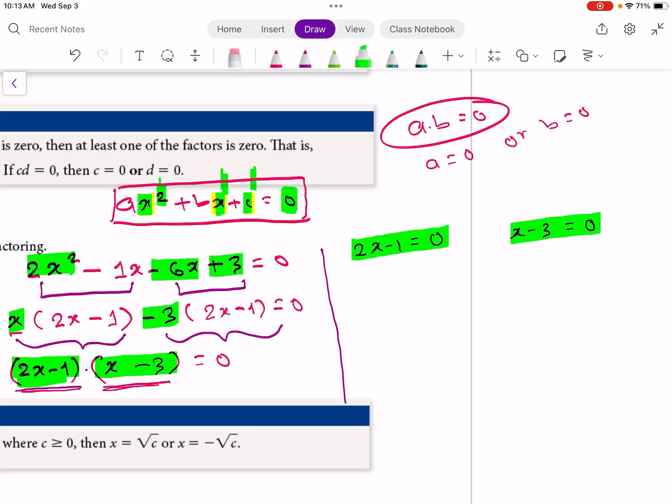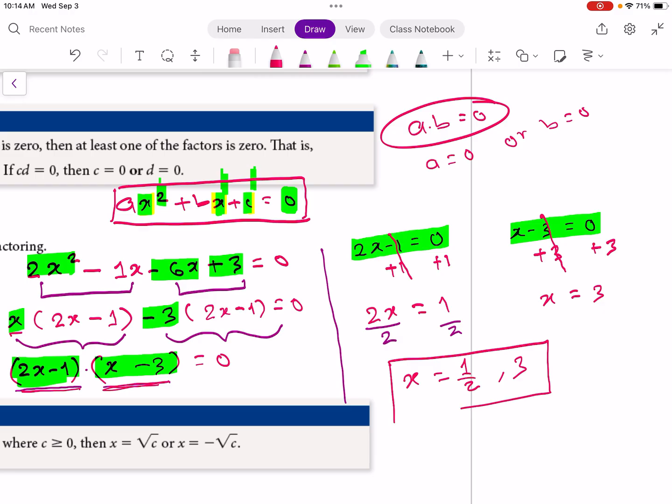And we know how to solve a linear equation. So you add 1 on both sides, and you add 3 in the other equation. You are solving for x. So we have 2x equals 1, and in the second equation, x equals 3. Now we divide the first equation by 2, and our x equals 1/2 or 3. And these two are the solutions for this quadratic equation. So our equation is quadratic, and we have two solutions, 1/2 and 3.